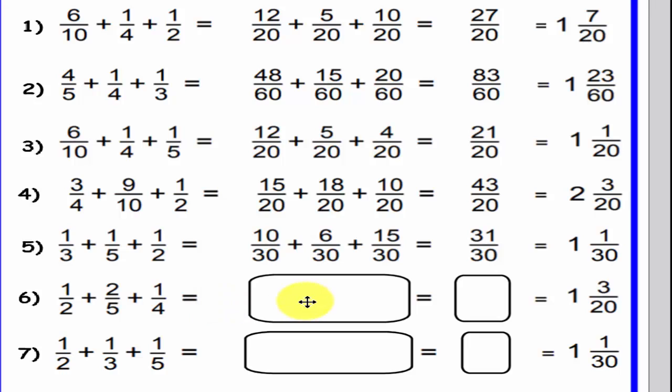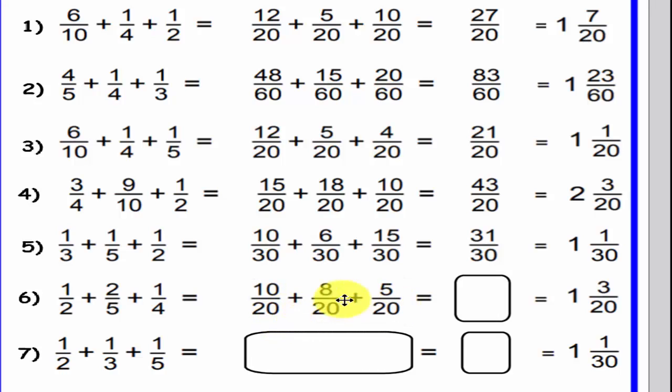Okay, number 6, right? 1/2 plus 2/5 plus 1/4. Your common denominator is a 20. Add up your numerators. Your improper fraction is 23 over 20. Divide 20 into 23. You have 1 and 3/20ths left over.